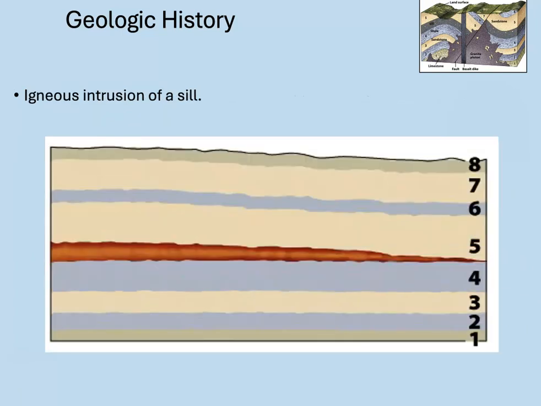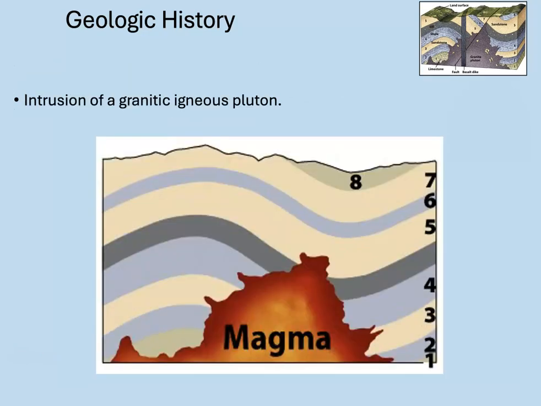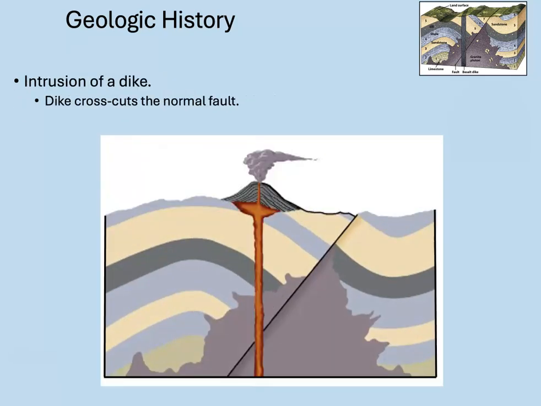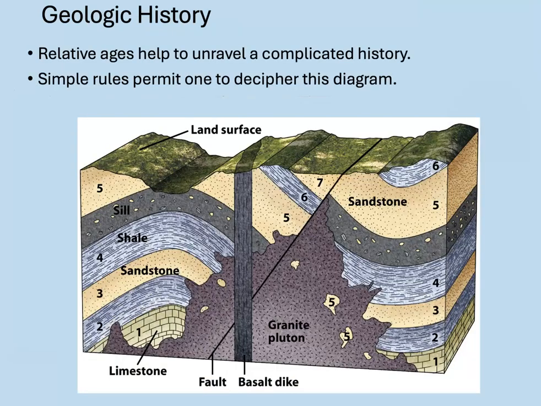Then we had the intrusion of the sill. This was followed by folding. There was a magma intrusion, which created the pluton. There was normal faulting. There was a dike that cut across all of these features, leading up to a volcano. And then the volcano and other things on the surface were eroded. That's our final picture. You can see how walking over the land surface only gives you part of the geologic story.